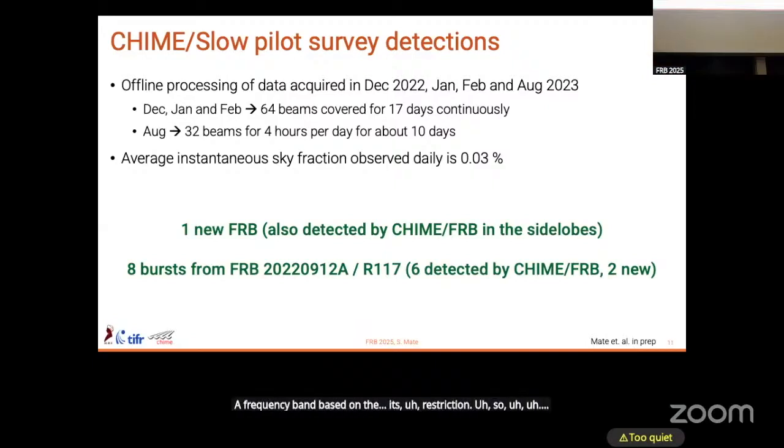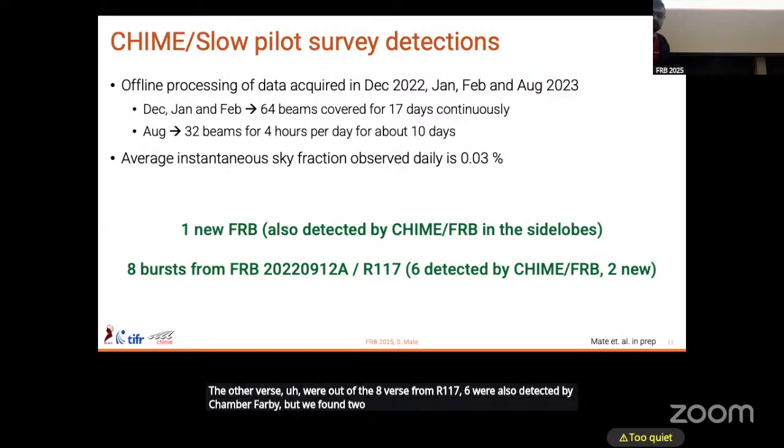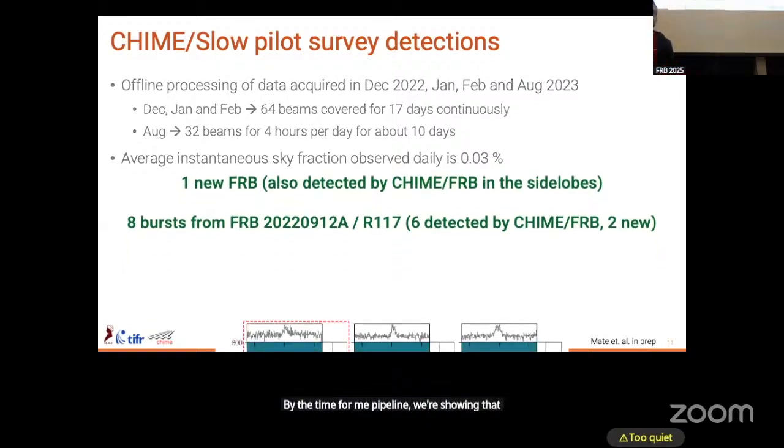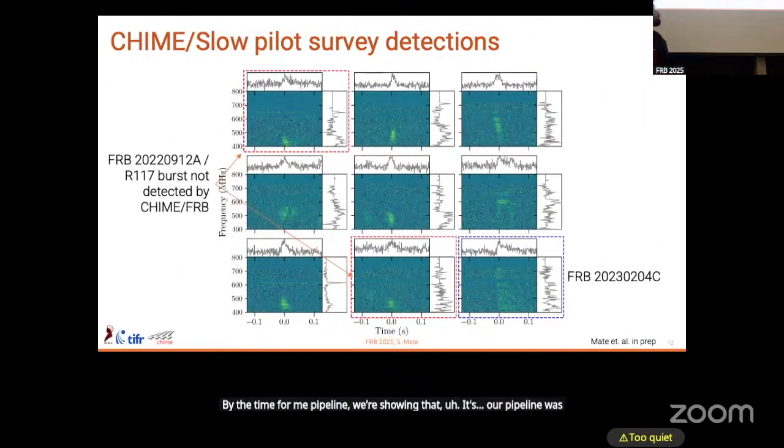So of the 8 bursts from R117, 6 were also detected by CHIME FRB, but we found 2 new ones which were missed by the CHIME FRB pipeline, showing that our pipeline was doing something good there. So this is the waterfaller for all the 9 bursts.